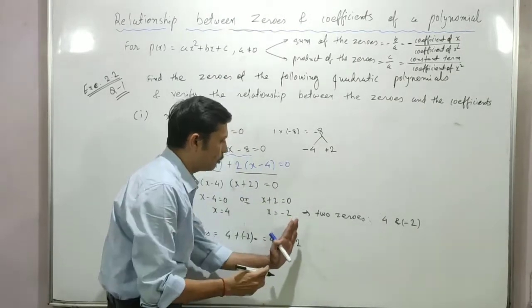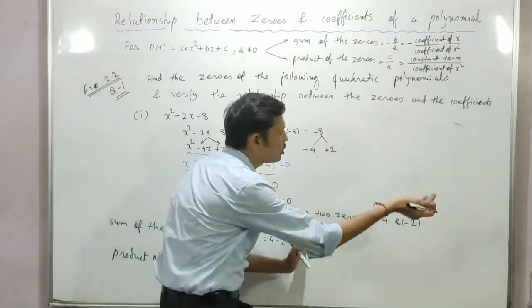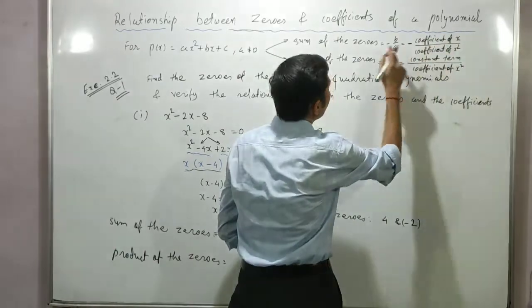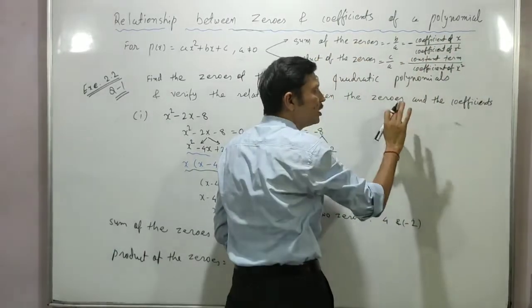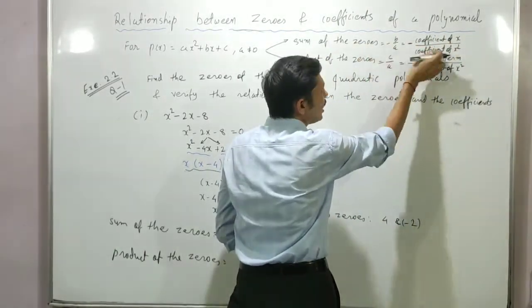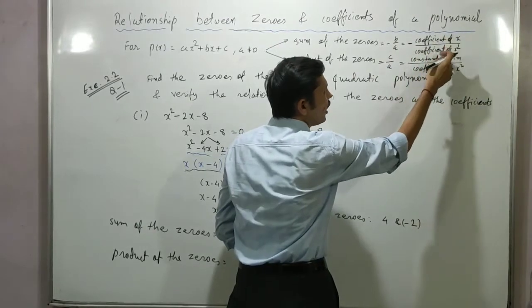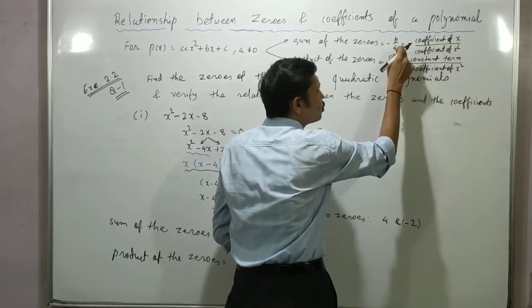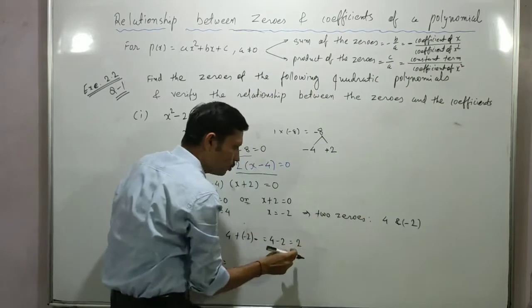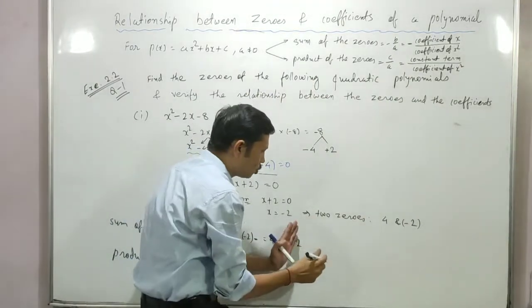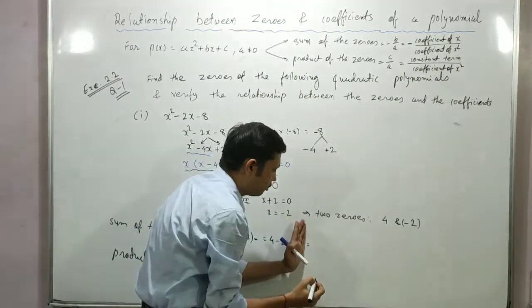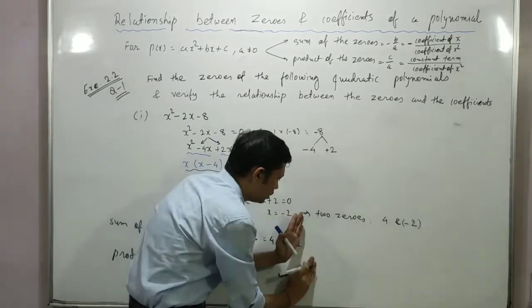And now forget about this part. Now start with this second part. The sum of the zeros we already did. Now we want to derive this relation. That means the coefficient of x and the coefficient of x square. It should be minus b by a, and it should be like this answer. Okay, so now I am not writing anything here further.